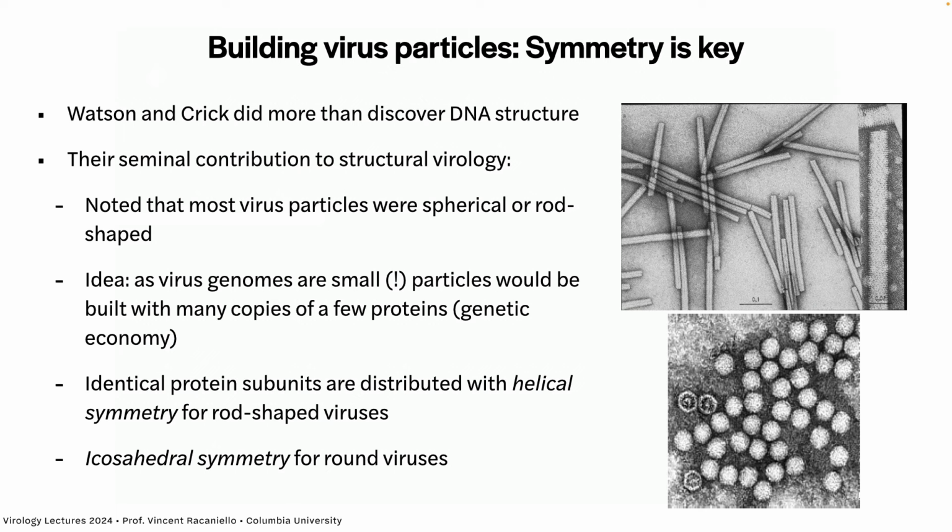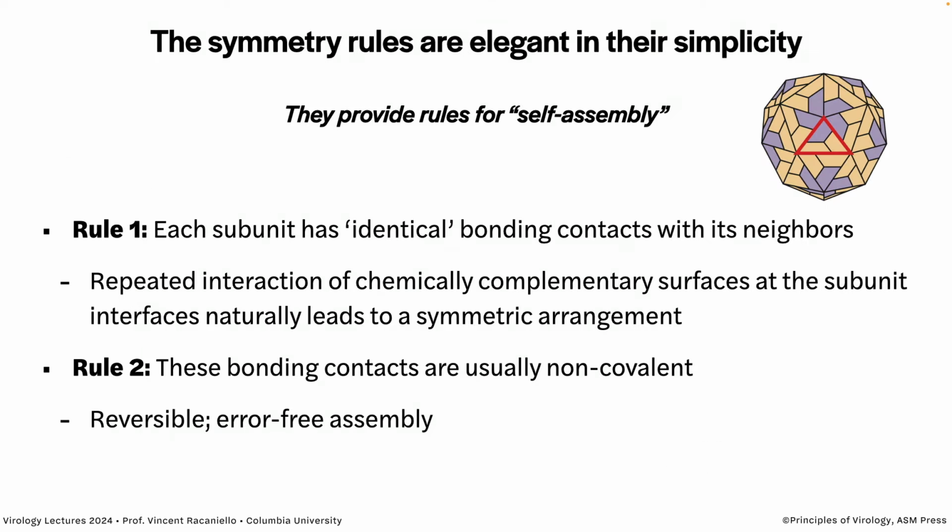And they turned out to be right, because that's how many virus particles are built, by taking one or a few proteins and repeating them over and over. And they said the rod-shaped viruses were built with helical symmetry, so subunits wound around a genome. And the spherical ones were built with icosahedral symmetry. So they and some structural biologists established these principles, and I want to try and explain them to you now.